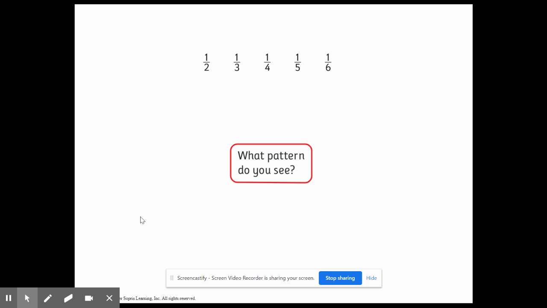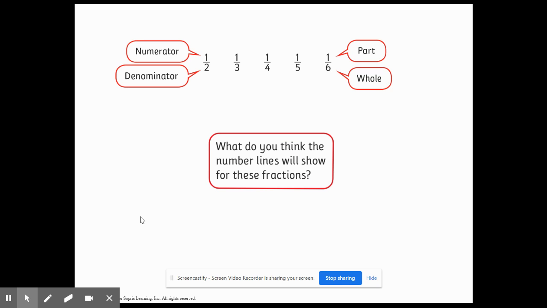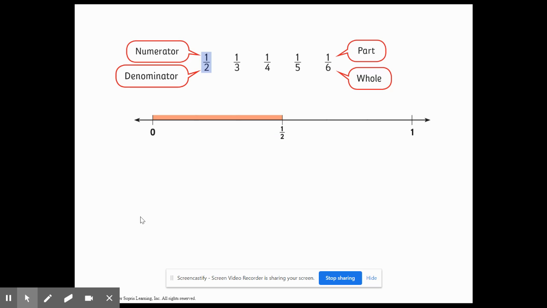Let's look at another fraction pattern. What pattern do you see? As we read from left to right, the numerator stays the same and the denominator increases. What do you think the number lines will show for these fractions?